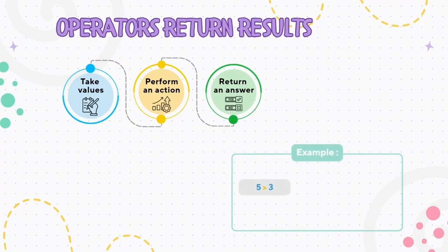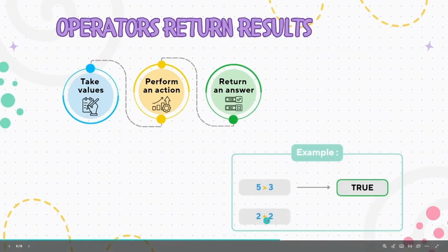An example is a comparison operator being used right here, that is 5 is greater than 3. This will return a true value. And an arithmetic operator, that is the plus, or let's say the addition operator, will return a value for 2 plus 2, which will be 4.